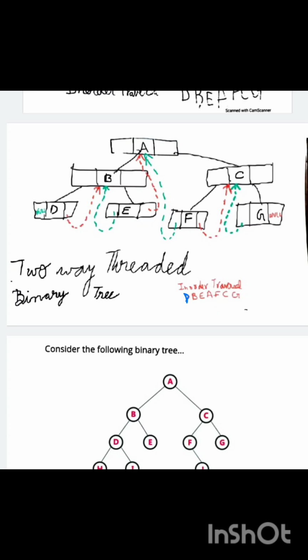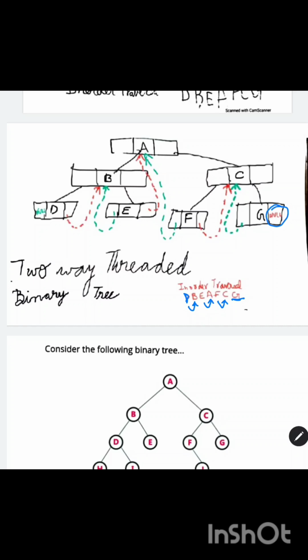So for right successor, D should point to B, right child of E should point to A, and the right child of F should point to C, and the right child of G should be blank. It should be null. So this is fine. And you can see F is pointing to C, you can see E is pointing to A, and you can see D is pointing to B. Look at the red colored threads.